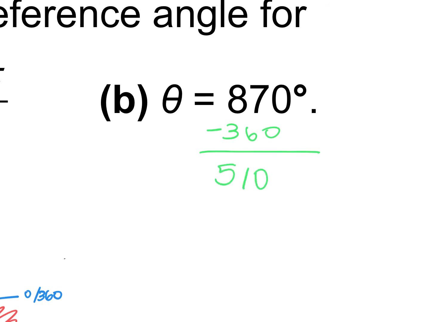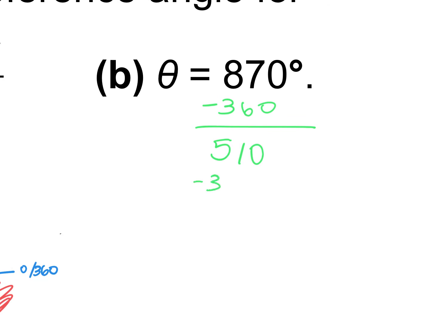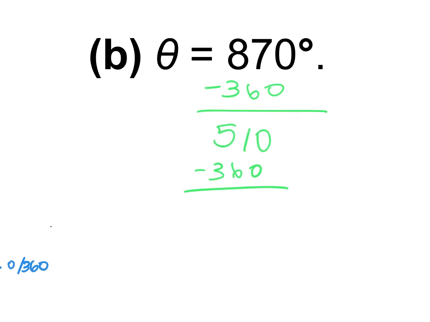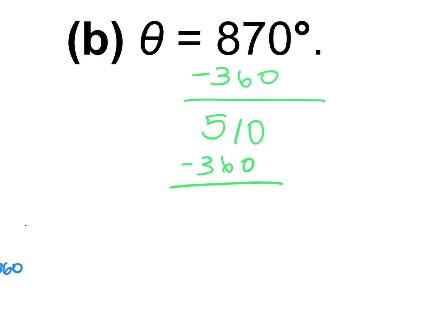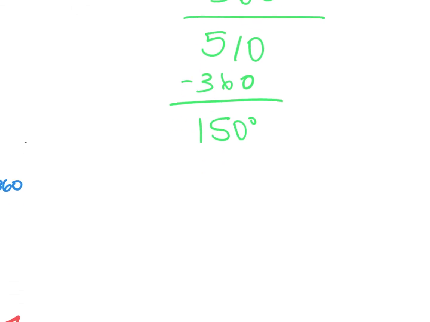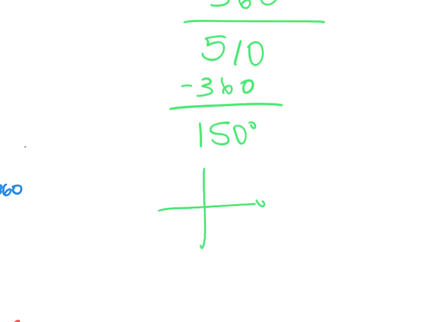Well, that's still bigger than a circle, so subtract another circle. Brings me right back to the same spot on a quarter plane. What's 510 minus 360? 150 degrees. Is that in between 0 and 360? Yes. Okay, so let's figure out where that is. 0, 360. Again, you don't have to do this part if you can visualize it. Some of us can't.